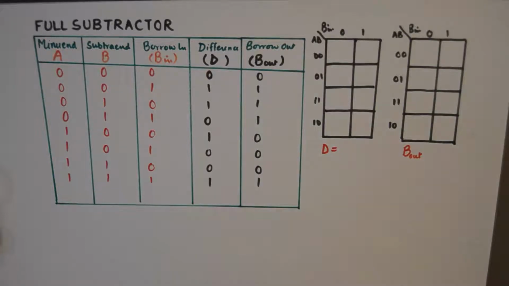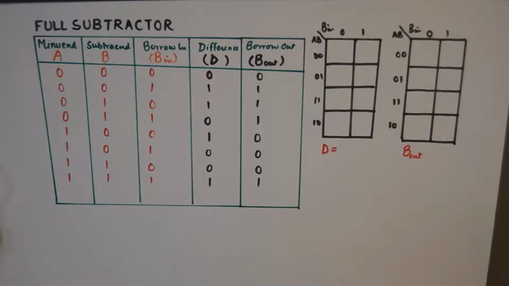We'll study the full subtractor today. The full subtractor is a little trickier than the previous combinational circuits we've studied: the half adder, the full adder and the half subtractor. In a full subtractor, we have the task of subtracting 3 bits.